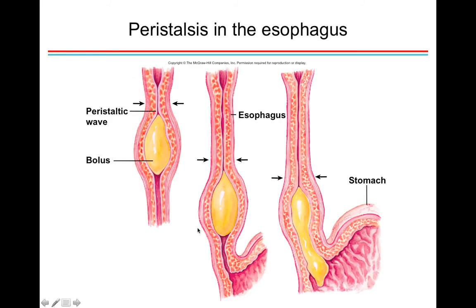And here is a picture of a peristaltic wave. This is the smooth muscle contracting, and basically these smooth muscles are going to contract, and the smooth muscles below are going to be relaxing, right? And then we're going to see contraction of this smooth muscle. We need these smooth muscles below to relax, so the bolus will be pushed down to the stomach after these waves of contraction in the esophagus.